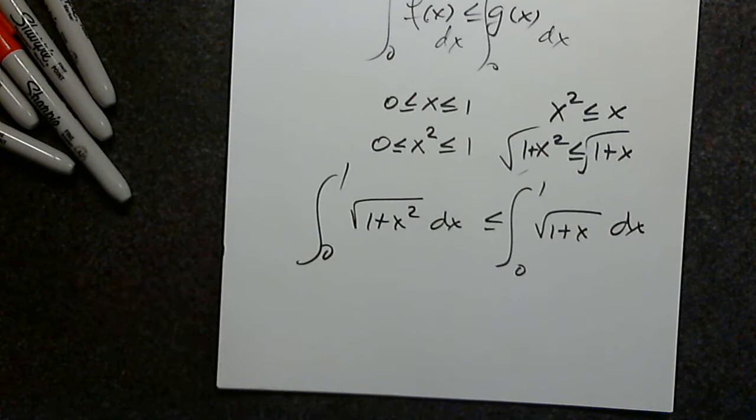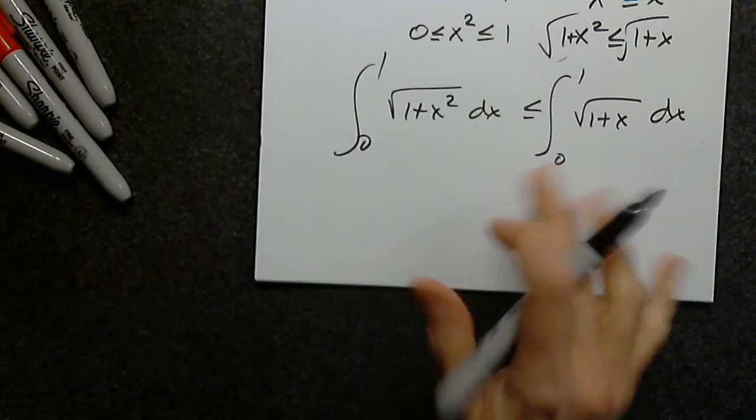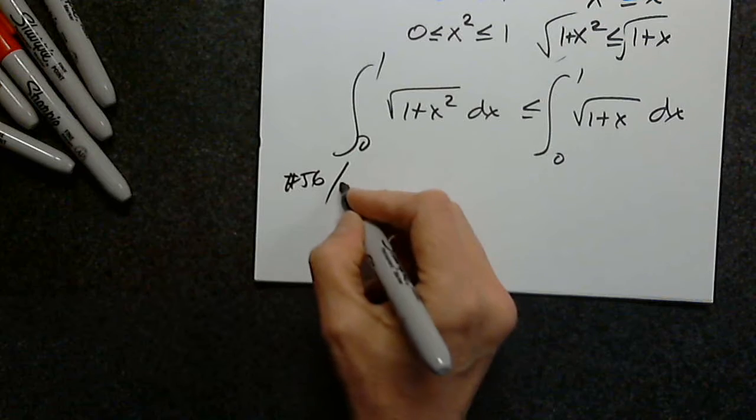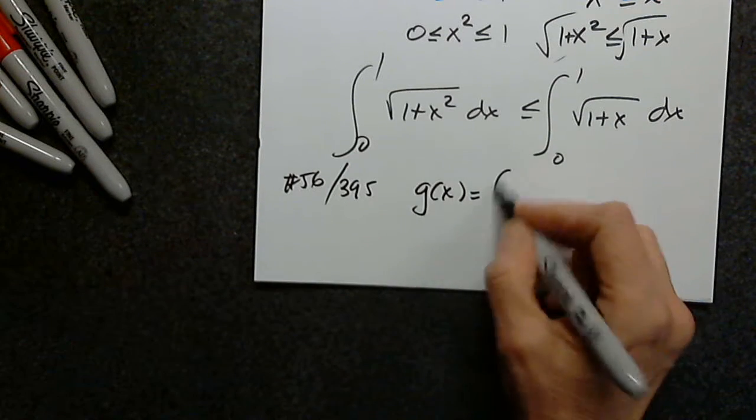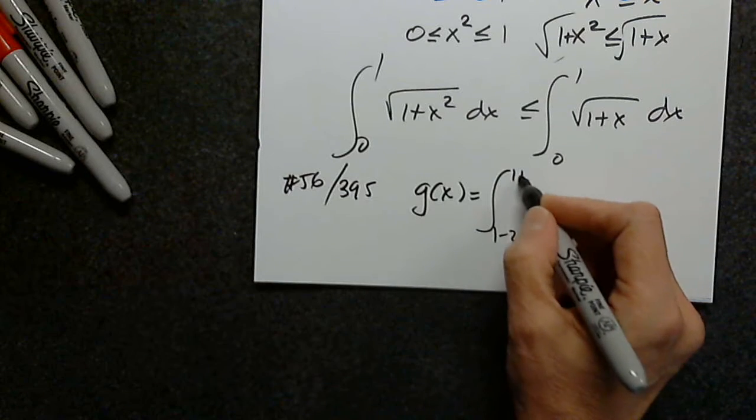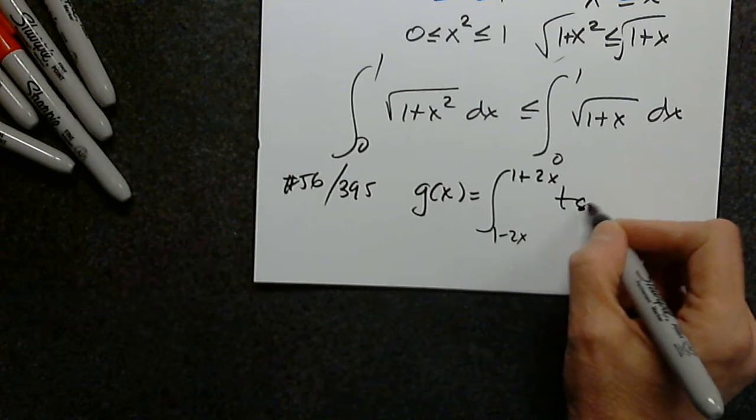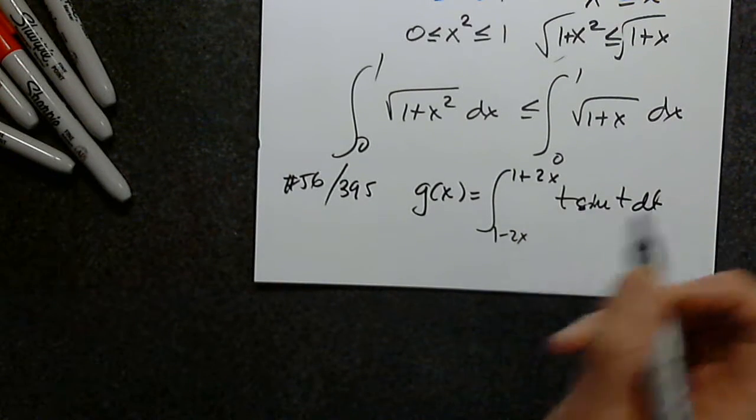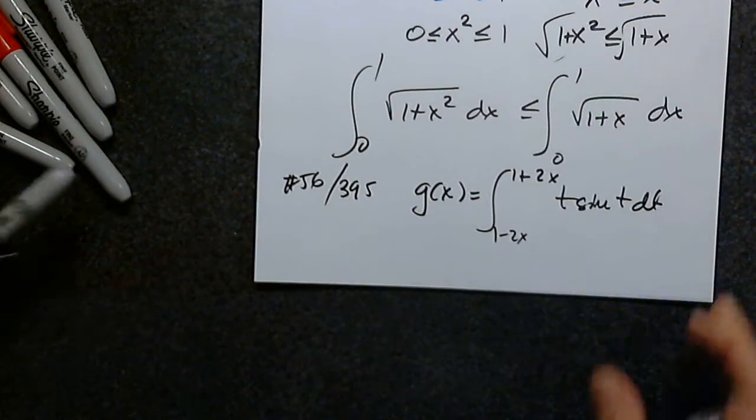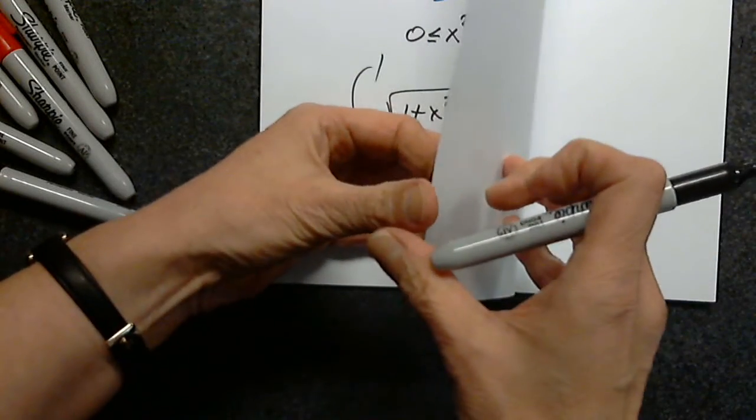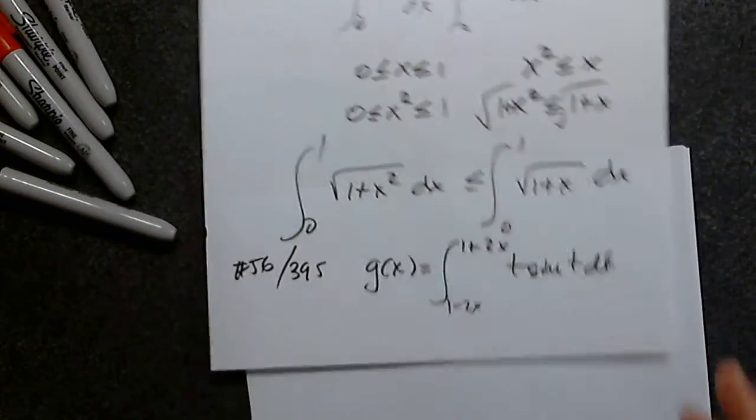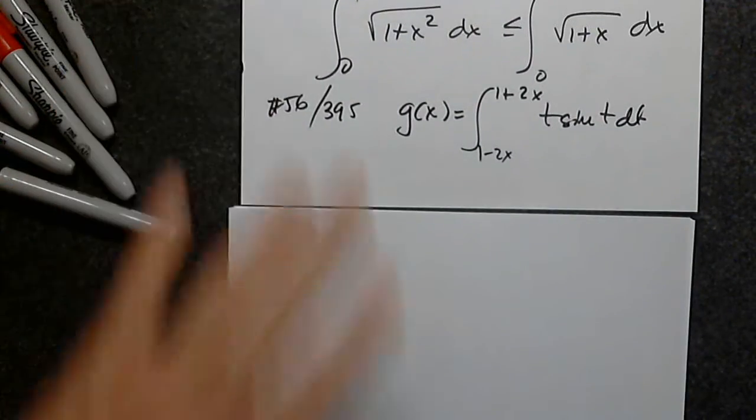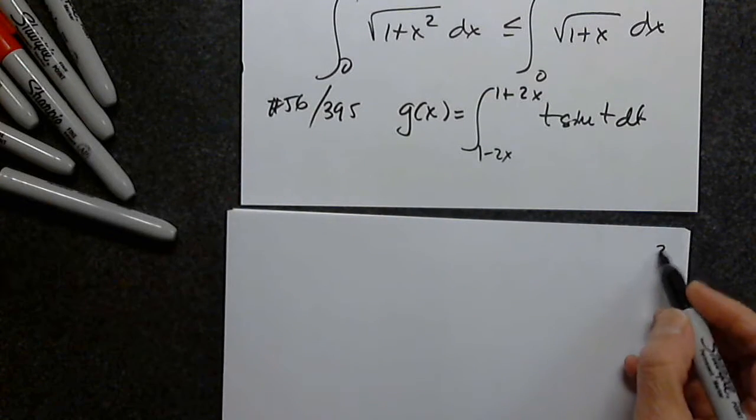Okay, let's take a look. 56, 56, 56. Okay. We have g of x, which is the integral from 1 minus 2x to 1 plus 2x of t sine t dt. Is this the one? Yes. Okay. So no one can ask us to do anything else but differentiate this function given in the form of an integral. There is nothing else.